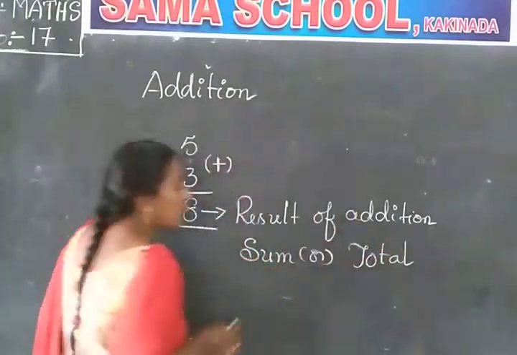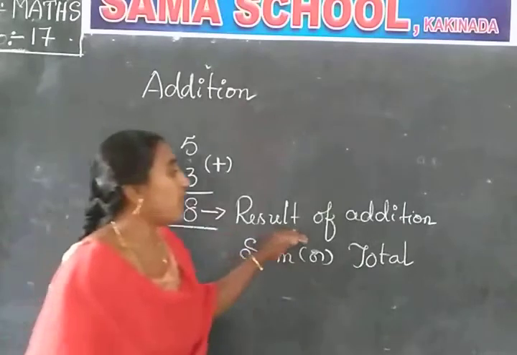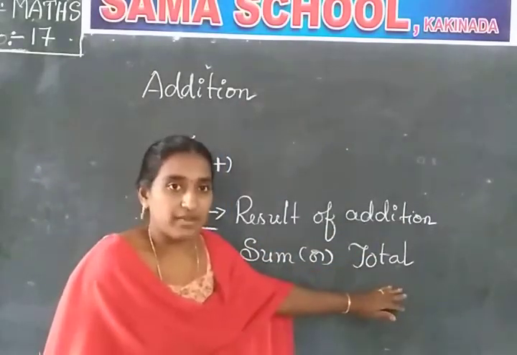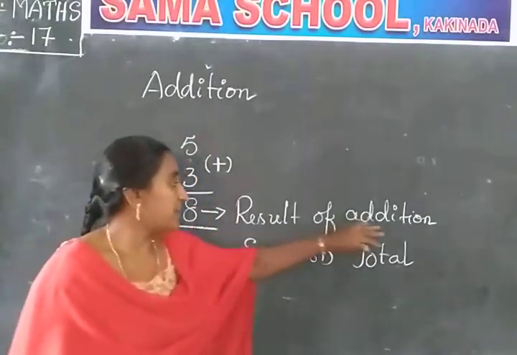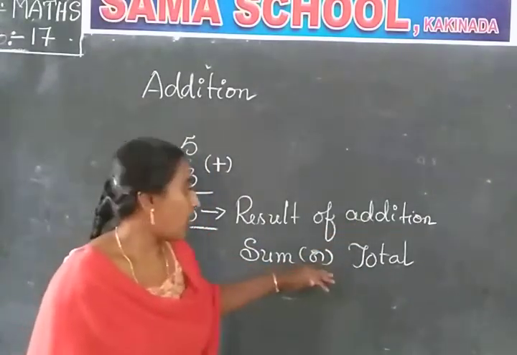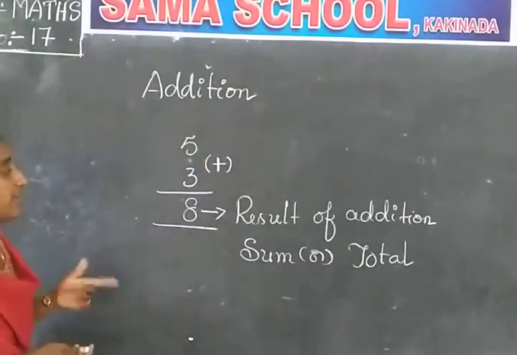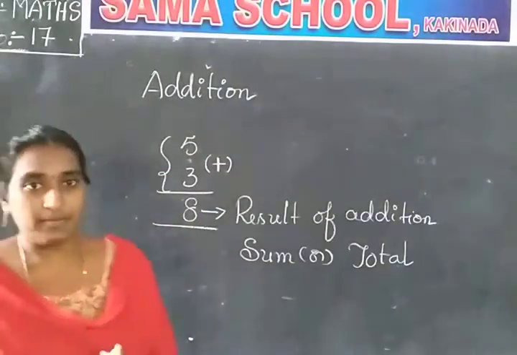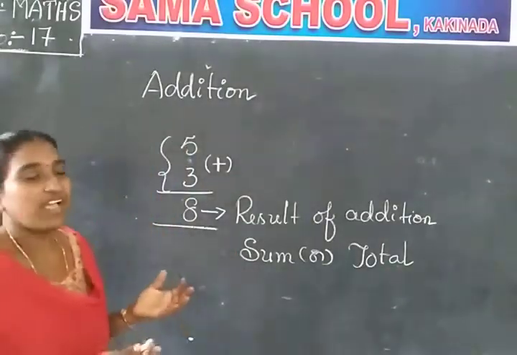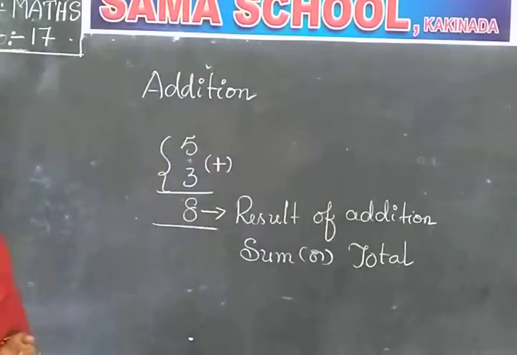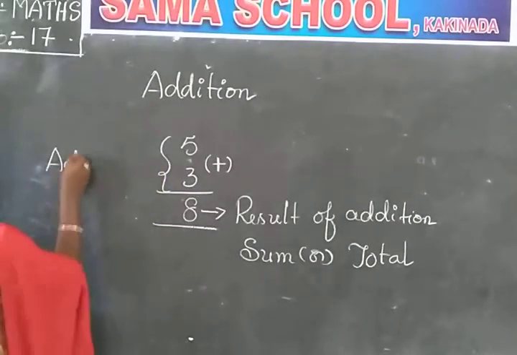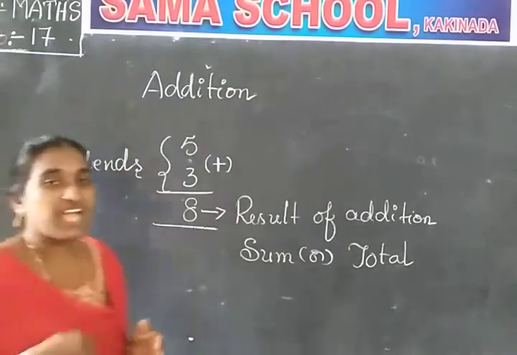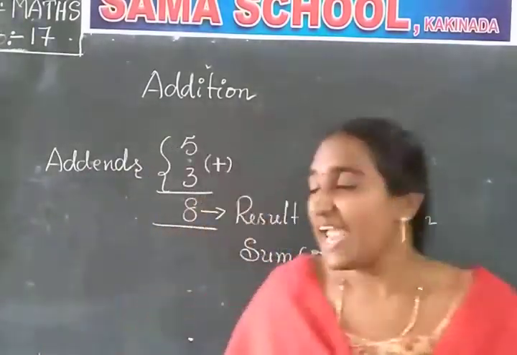This is a very important point you have to remember. The result of addition is known as sum or total. Repeat the point again. Result of addition is known as sum or total. Okay, children? Here, this 5 and 3 also have a particular name. What are the numbers we are adding? Those numbers are called addends. The numbers we are adding are known as addends.